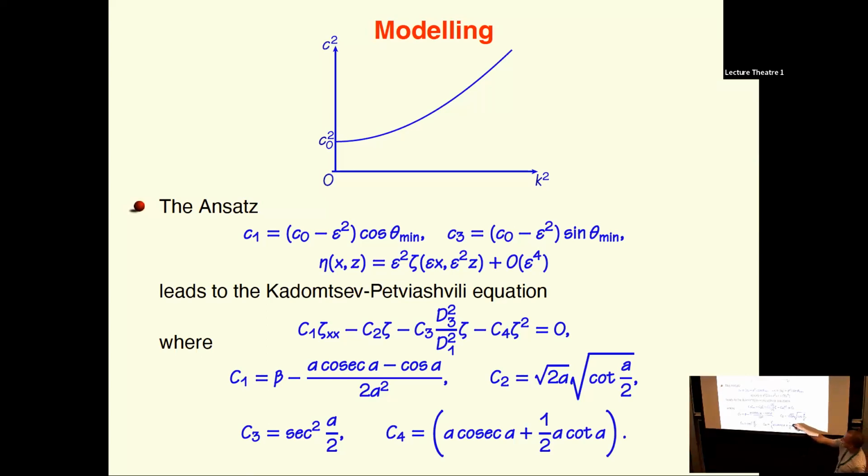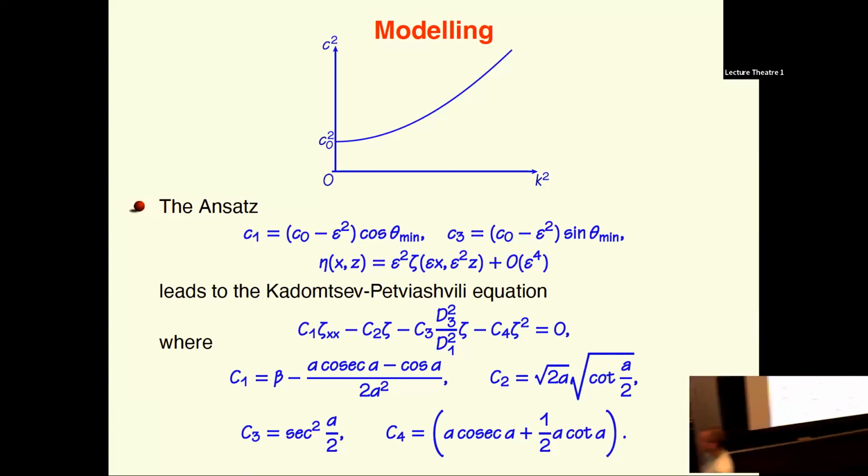These D's are Fourier multiplier operators. So they're not coefficients. Again, it's D3 and D1, of course, K3, K1. So D1 is iK1 and D3 is iK3. So to calculate this, you take the Fourier transform of zeta, multiply it by that operator, and take the inverse Fourier transform. Okay, so you get the KP equation.